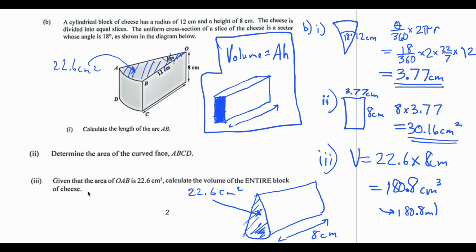So they said the cross-sectional area of OAB. So the area of OAB, and remember it has to be the same section throughout. That's why they say the uniform cross-section of a slice of cheese. If you think about it, this is like a bunch of triangles sitting on top of each other, so there's the same straight to the bottom. That's why we look at that as a cross-sectional area, then multiplied by the height, 8. Make sense now?